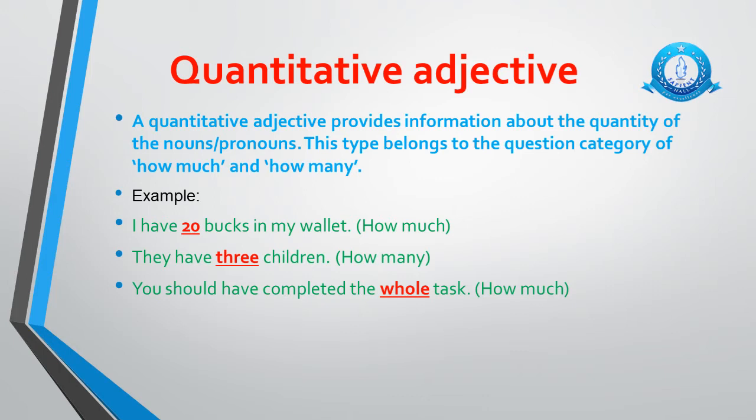Now, there is a slight difference between adjective of quantity and adjective of number. The first two examples are adjectives of number. Why is that? Because they are qualifying countable nouns, like bucks are countable nouns, children are countable nouns. Rather, the third example is the example of a quantitative adjective or adjective of quantity, as the task is uncountable now.